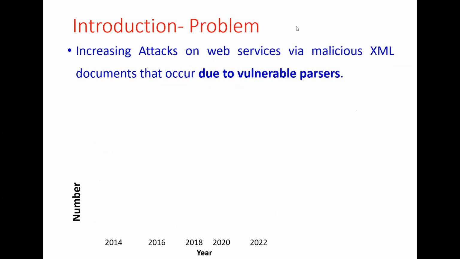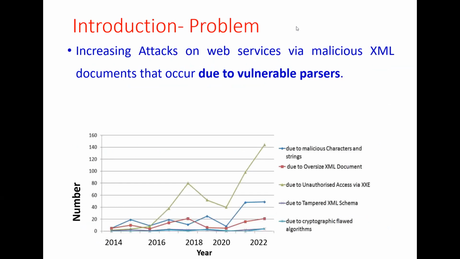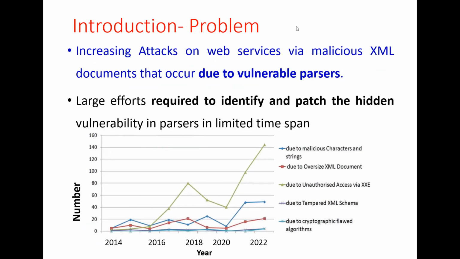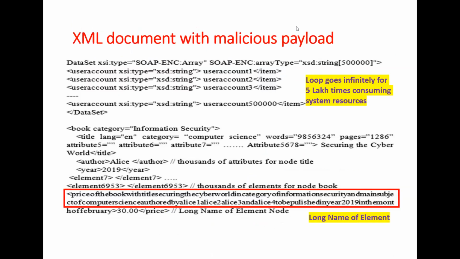The attacks on web services are increasing due to vulnerable parsers, and over the past 6-7 years the number of attacks has been increasing due to malicious characters and strings, and oversize XML documents, such as the billion laughs attack, and attacks due to unauthorized access via external entity due to tampered XML schema, and other cryptographic flaws. Moreover, large efforts are required to identify and patch these hidden vulnerabilities that lie deep in the parsers within a short limited time span.